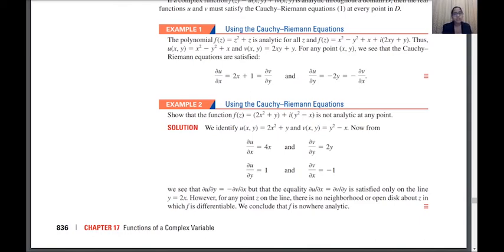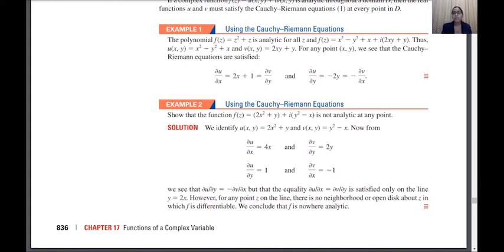That is, we are asked to show that the function f of z is equal to 2x square plus y plus i into y square minus x is not analytic at any point. To show whether a function is not analytic, we will be using Cauchy-Riemann equations. If we are asked to show this, then it is clear that one of the Cauchy-Riemann equations will not be satisfied. So what is u here?